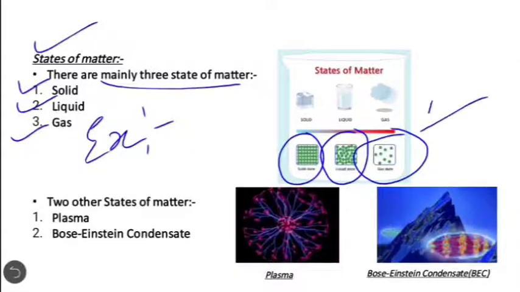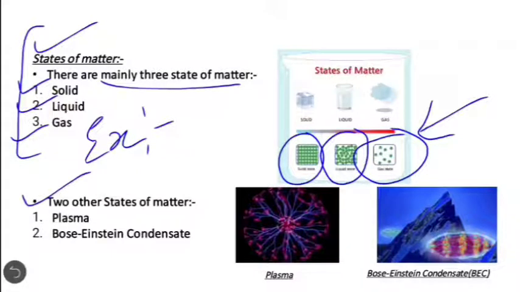So this is the main point. What is the nature of particles in a solid? In solids, particles are very closely packed. In liquids, they are far apart. In gases, they are very loosely packed. Now the three states of matter are clear.